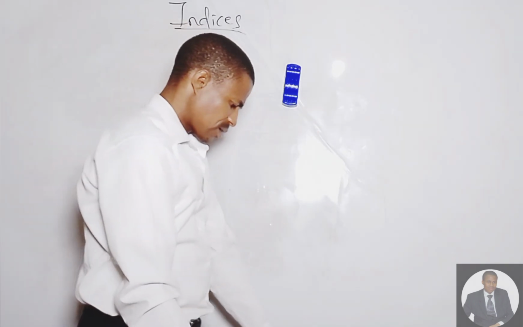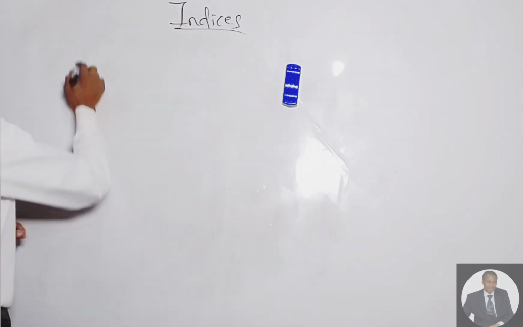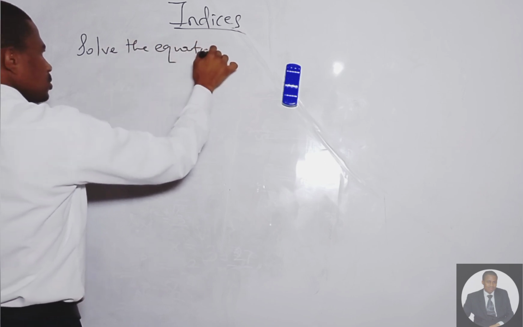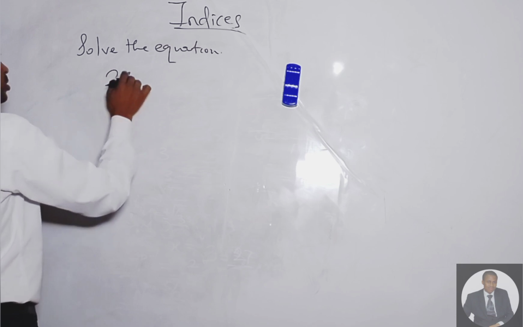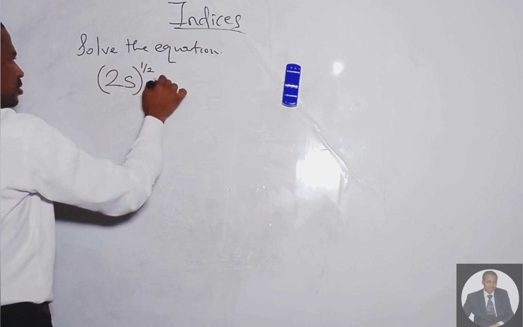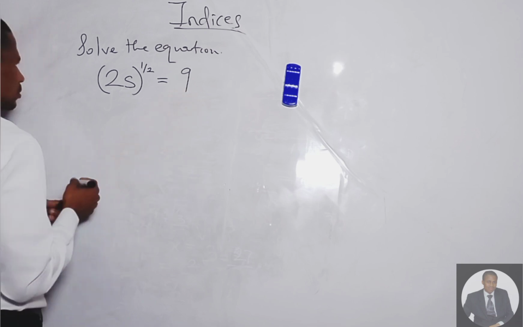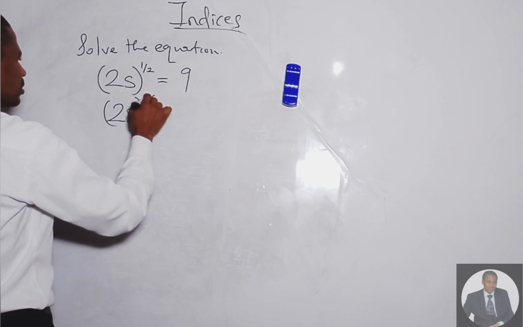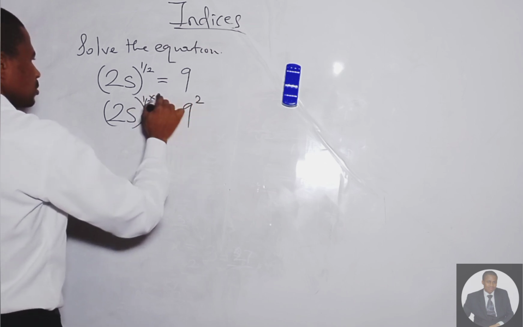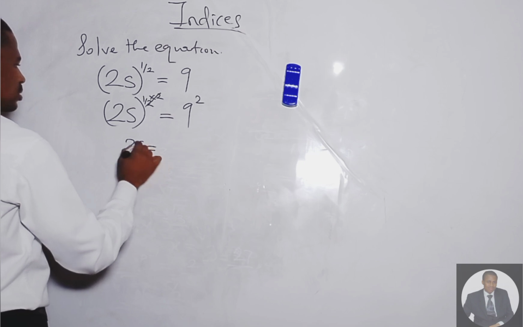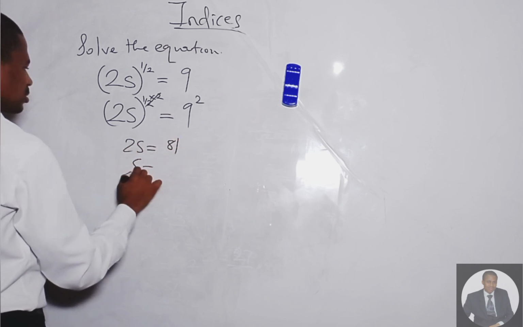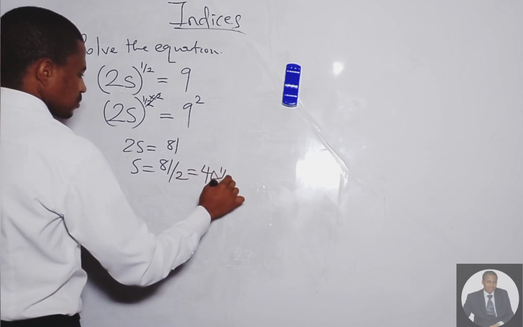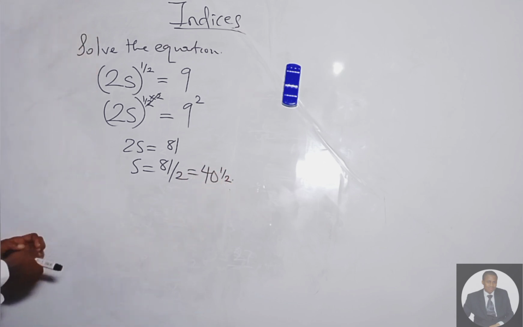Yet another question. Now solve the equation. What's the equation? We have 2x raised to the power half equals 9. What do we do in this case? We just raise to the power 2, we find the square of both sides. We record this as 2x is equal to 81. So x is 81 over 2. That's 40 and a half. That's the answer here.